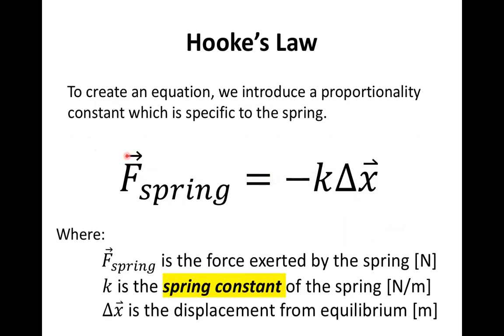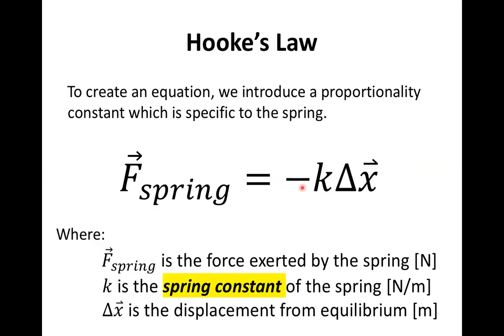Notice that this is optional, but there was the option to put the vector arrows on F to indicate that it's the force vector, not the magnitude of the force. And then we would put the arrow on delta X. That means it's not the magnitude of the displacement, it is a vector quantity. So if we care about direction and make this a vector statement, then we need that negative. And that is just a reminder that the spring force is in the opposite direction to the displacement.